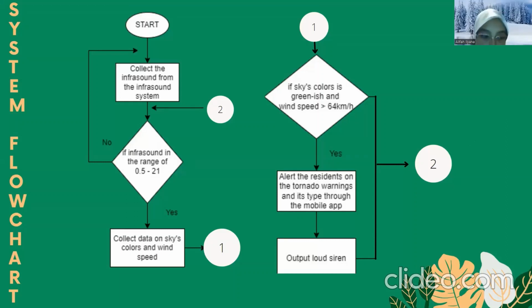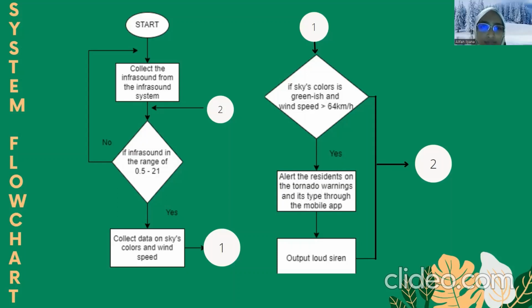problems that we face today is that we can only detect a tornado 30 minutes prior. And based on the paper that we have researched, infrasound can be produced by the tornado an hour before. So this is the main reason why we check the infrasound first. Then we check the sky's color and wind speed to avoid any false warnings.